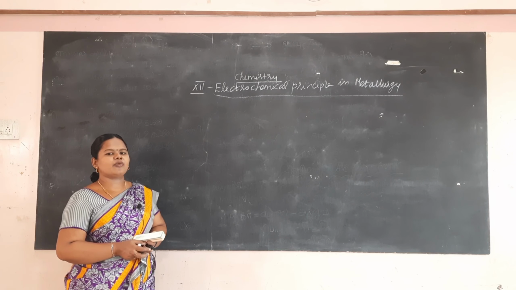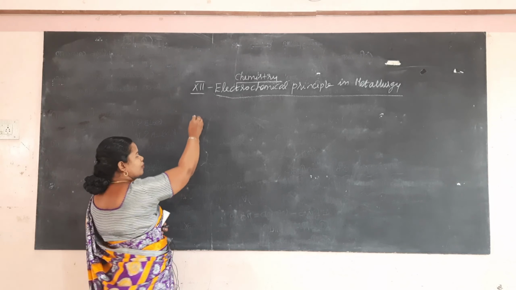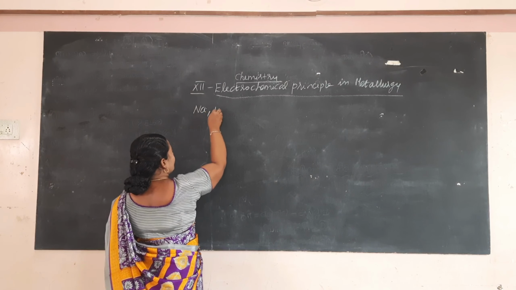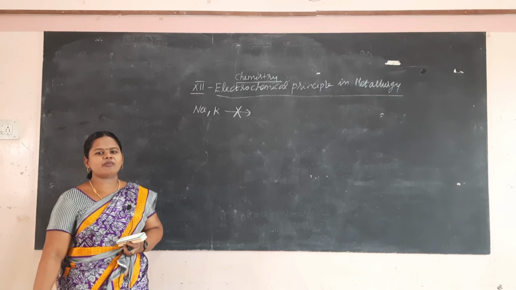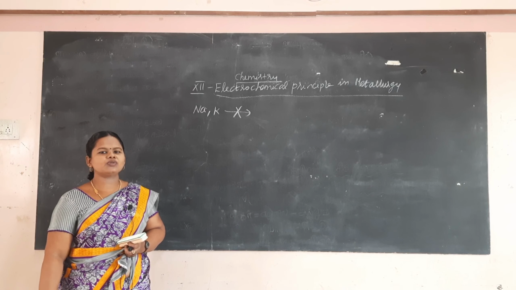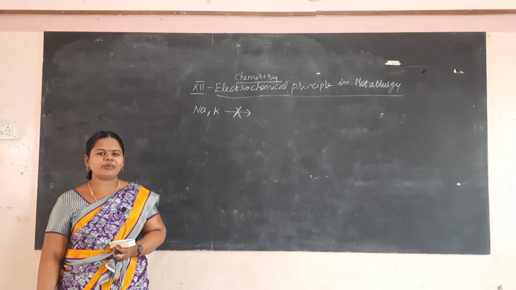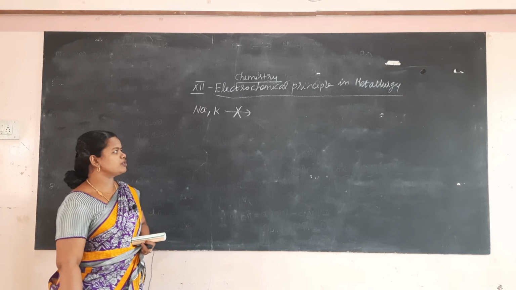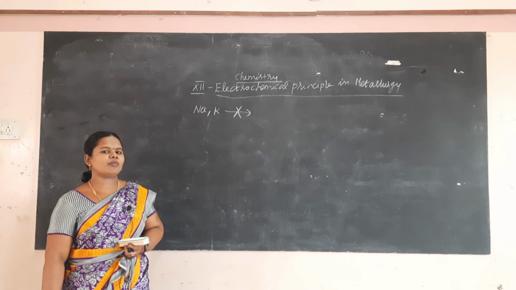Although we are using the thermodynamic principle, the reduction of some metal oxides, like sodium and potassium, is not possible by using this thermodynamic principle. So we are going to use the electrochemical principle for reducing sodium and potassium in metallurgy.